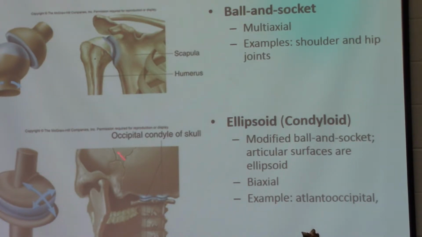Those are biaxial. They can move left, right, up and down type of movement. One example which is given here is the atlanto-occipital joint, that joins the cervical vertebra to the occipital bone of the head.